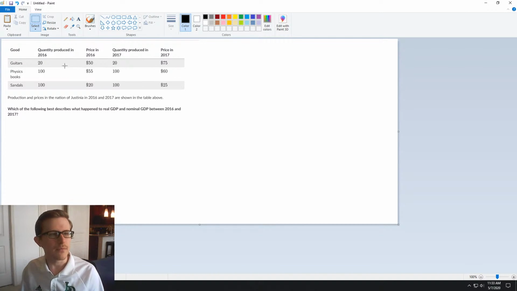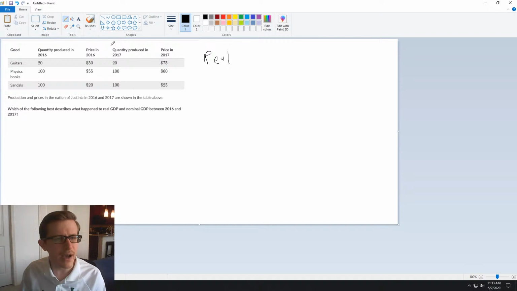So what happened to real and nominal between 2016 and 2017? So quantity produced over here in 2016 and then quantity in 2017. So for real, with what we're looking at right now, it's the same amount for all of them on both sides. And if it's the same amount of quantity being produced in the 2 years, what does that mean for real GDP? Because remember, for real GDP, we're accounting for inflation, so we're going to use the same price level for both years.